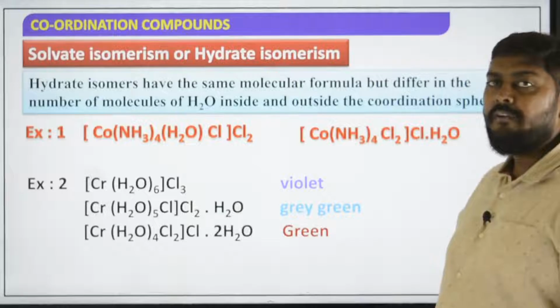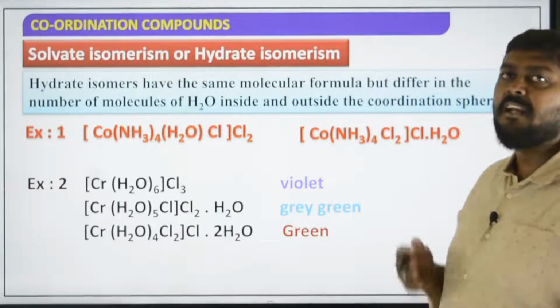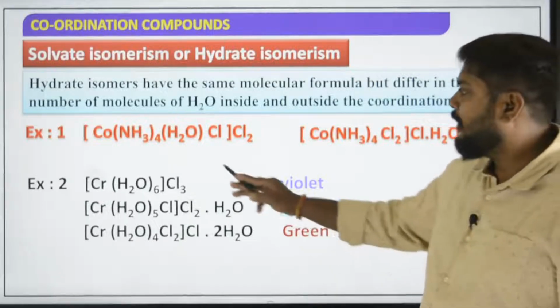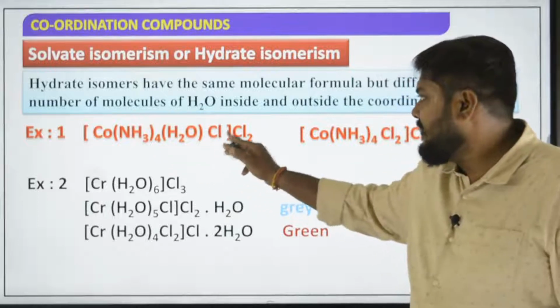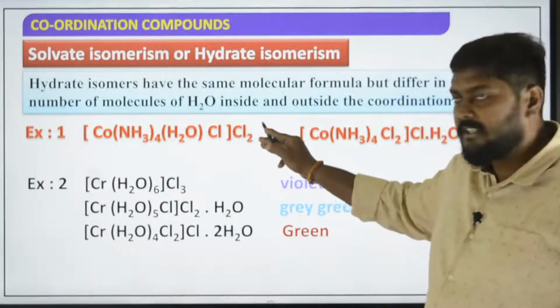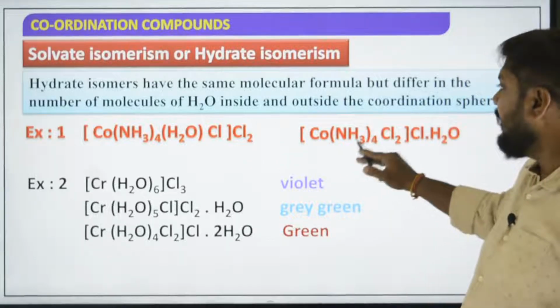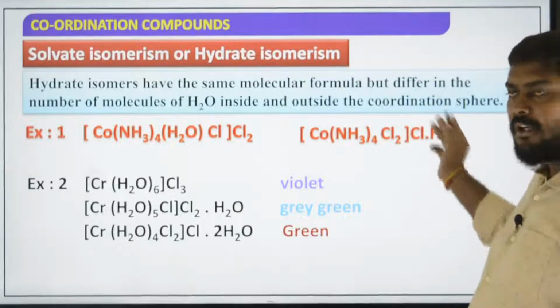Next one is solvate or hydrate isomerism. Solvate or hydrate isomerism differs with the number of water molecules. The water molecules will differ, right? So I am going to take an example. First example, what do I take? [Co(NH3)4(H2O)Cl]Cl2. Outside this complex, that is outside the coordination sphere, there is no water molecule. In this I am going to take one water molecule outside and one chlorine inside.